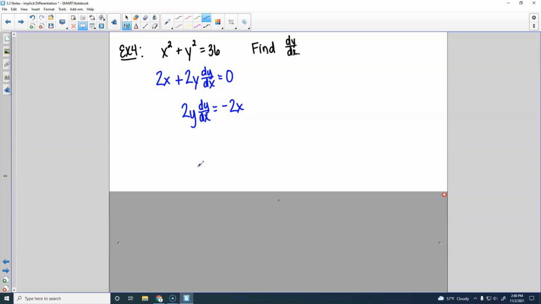And what's my last step here? Divide by 2y. So dy over dx: the 2's actually cancel, so you just get negative x over y.